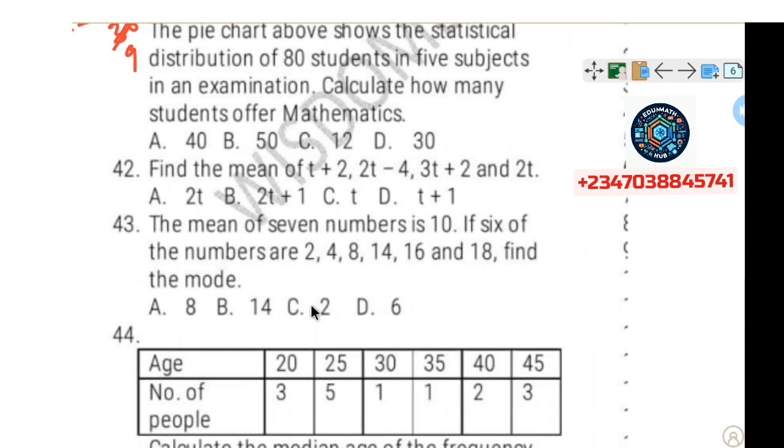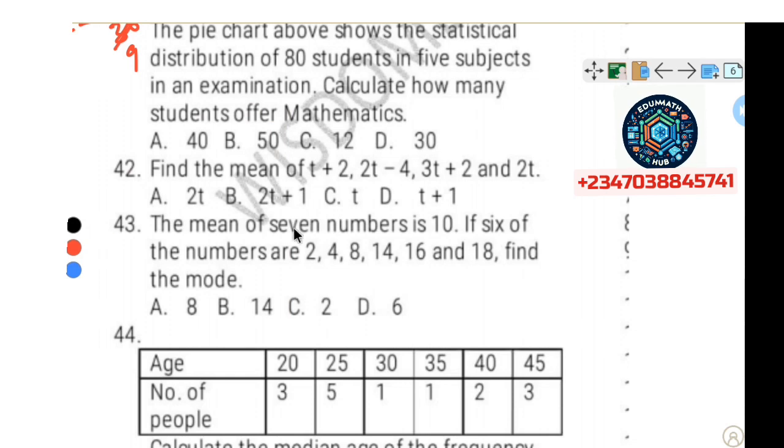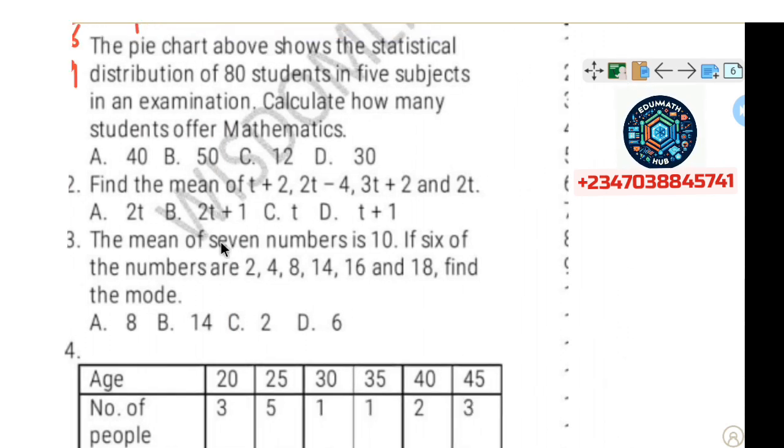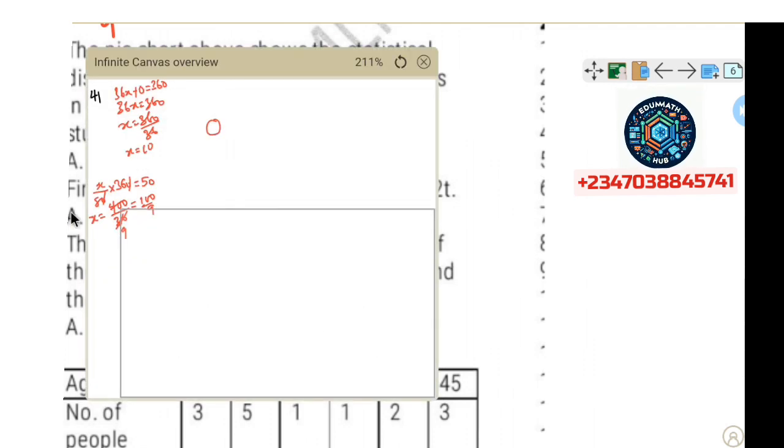So you have to find the mean of t plus 2, 2t minus 4, 3t plus 2, and 2t. So to find the mean, you add all the values first and divide by how many numbers are there, how many variables. You have 1, 2, 3, 4. So you are dividing by 4. So you add everything and divide by 4.